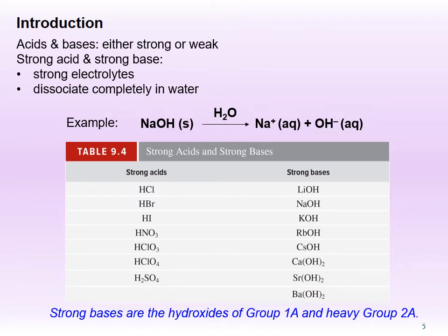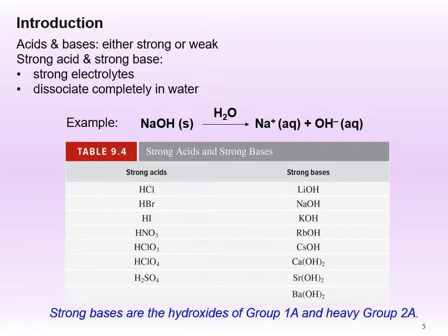The hydroxides of the alkali metal family are strong bases, namely lithium hydroxide LiOH, sodium hydroxide NaOH, potassium hydroxide KOH, rubidium hydroxide RbOH, and cesium hydroxide CsOH. Other strong bases are calcium hydroxide Ca(OH)2, strontium hydroxide Sr(OH)2, and barium hydroxide Ba(OH)2.